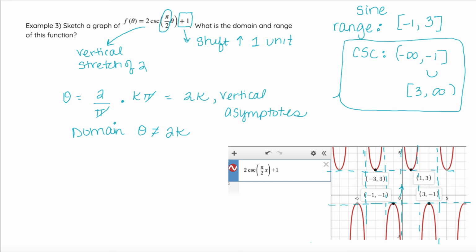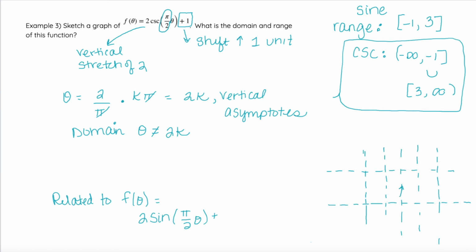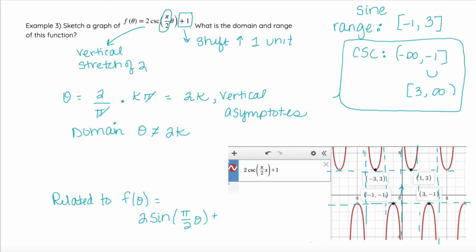And just as a reference, this graph is related to the function 2 times sine of pi over 2 theta plus 1, which is kind of interesting, since that would give us the graph in between. Ready to touch down, come back up. It'd be related to this graph of sine. It's pretty interesting.